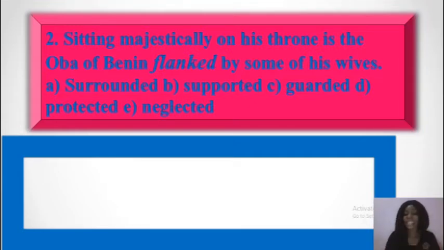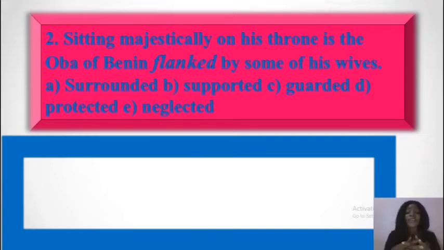That's what flank means. Now, let's look at the expression. Don't forget, for you to get the option that is nearest in meaning to the italicized expression, you have to take the meaning in context. Let's look at this expression again. Sitting majestically on his throne is the Oba of Benin, flanked by some of his wives. He is flanked by some of his wives. Could he be attacked by some of his wives? No.